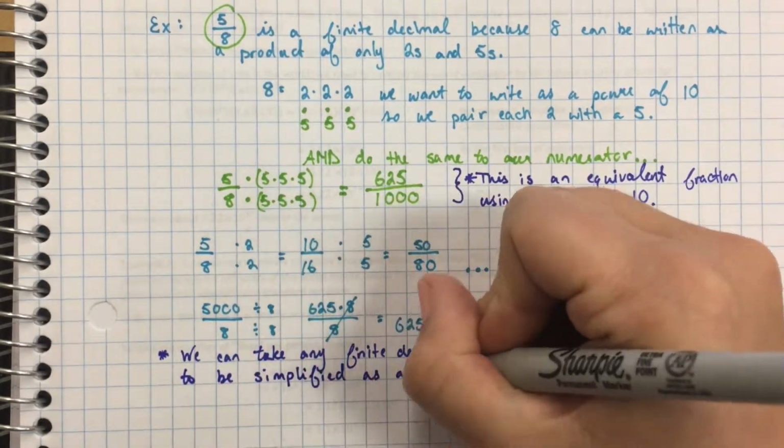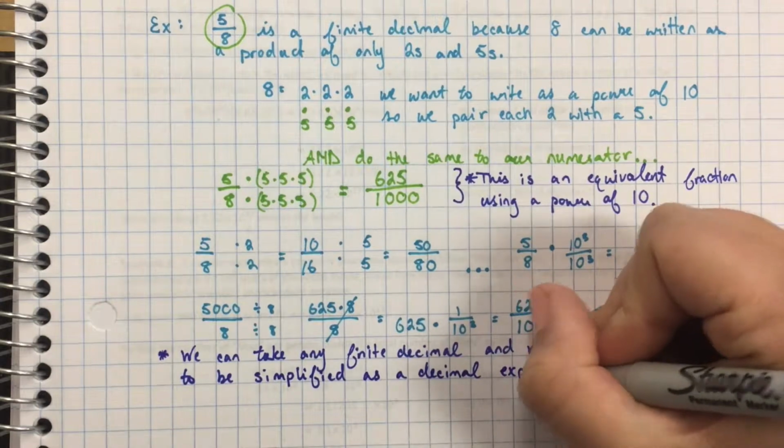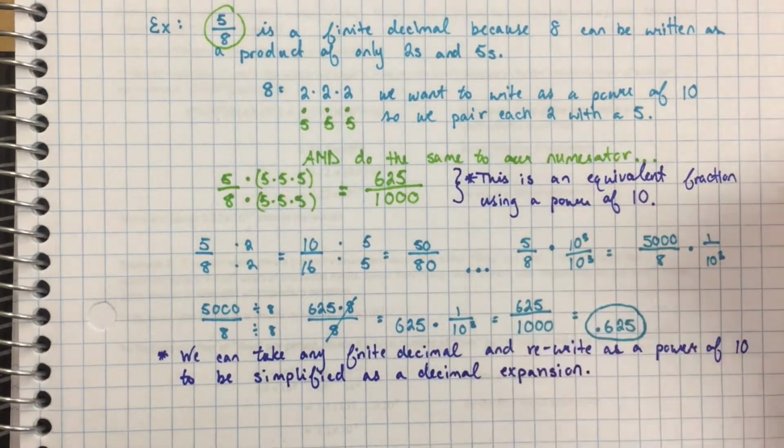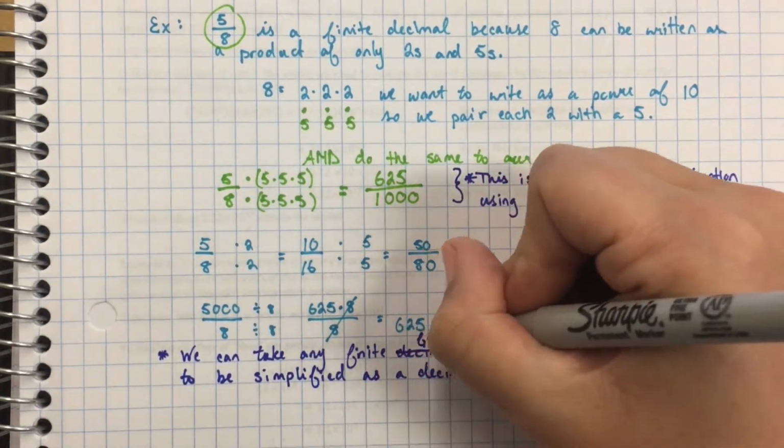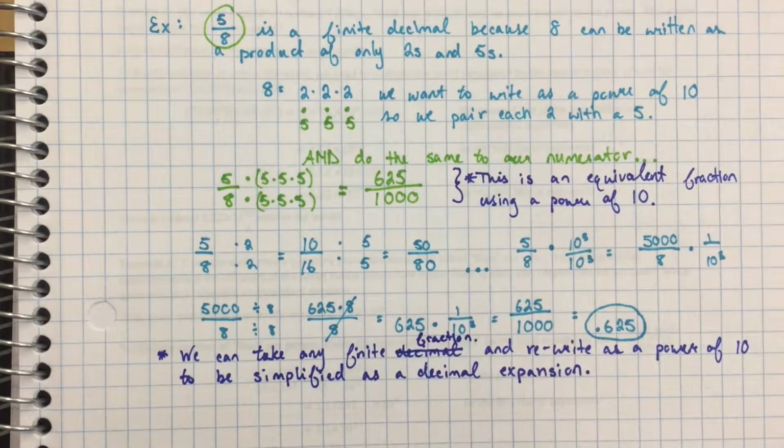So we can take any finite fraction and rewrite as a power of 10 to be simplified as a decimal expansion. And that's really helpful in terms of calculation.